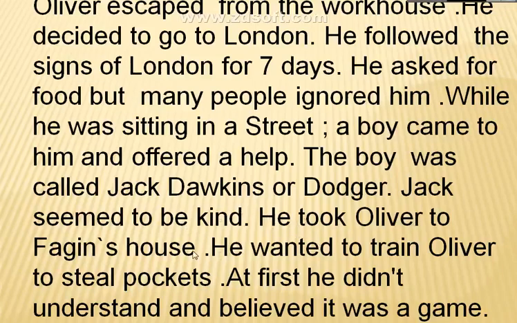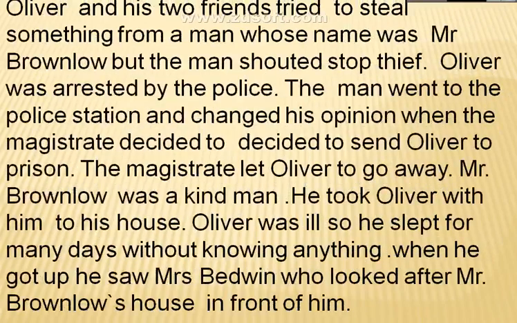He took Oliver to Fagin's house. He wanted to train Oliver to steal pockets. This means, as I told you before, he wants to make him a thief. At first, Oliver didn't understand. He thought it was a game. Oliver and his two friends tried to steal something from a man whose name was Mr. Brownlow. Mr. Brownlow was a kind man, but the man shouted, "Stop thief! Stop thief!" Oliver was arrested by the police.